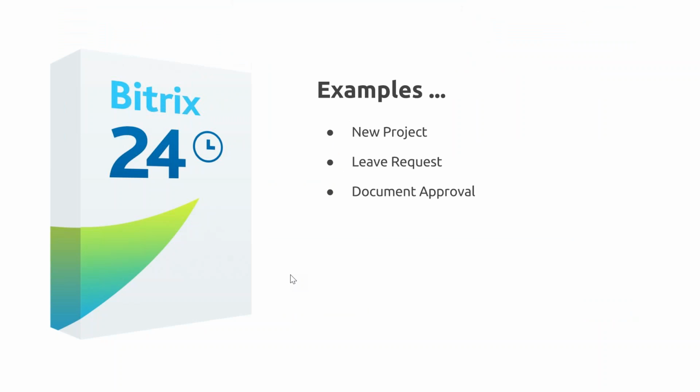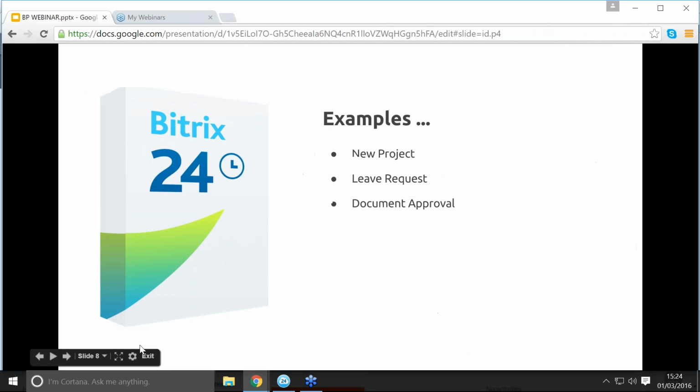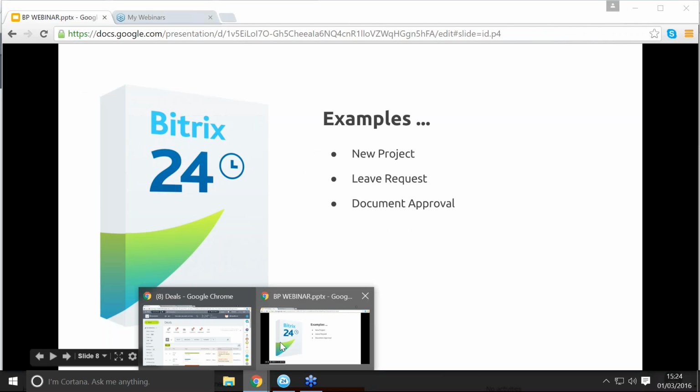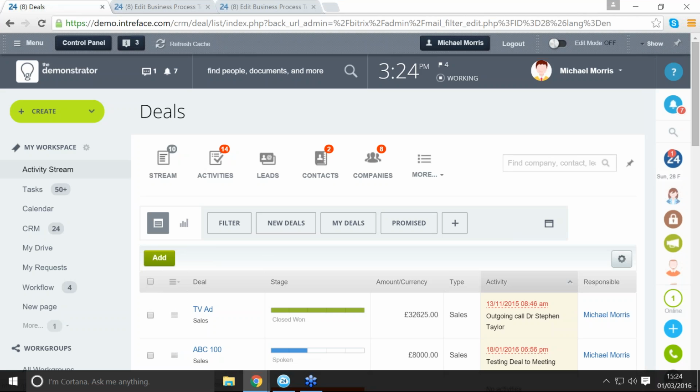Okay, so we've looked at where you can run a business process. We've looked at how you actually create business processes using the tool, and then what can be used to trigger those business processes. Let's just have a look at 3 live examples and quite common examples really of use of business processes. Start with projects. We'll look at a leave request, and then we'll look at a document approval as well. Okay.